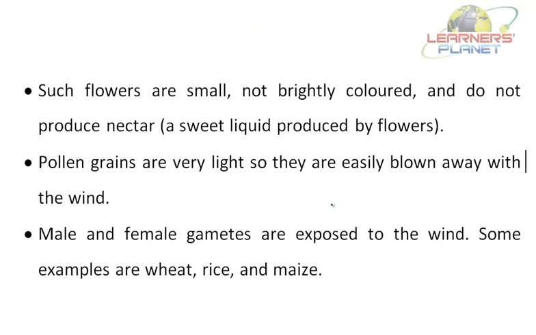So students, such flowers in which the pollination by wind occurs are very small. They are not brightly colored and they do not produce nectar, which is a sweet liquid produced by flowers, by which the insects get attracted. So these flowers do not produce nectar. Pollen grains are very light in these types of flowers, and so they are easily blown away by the wind. So here male and female gametes are exposed to the wind, and some examples are wheat, rice and maize. Okay, these are some of the examples.